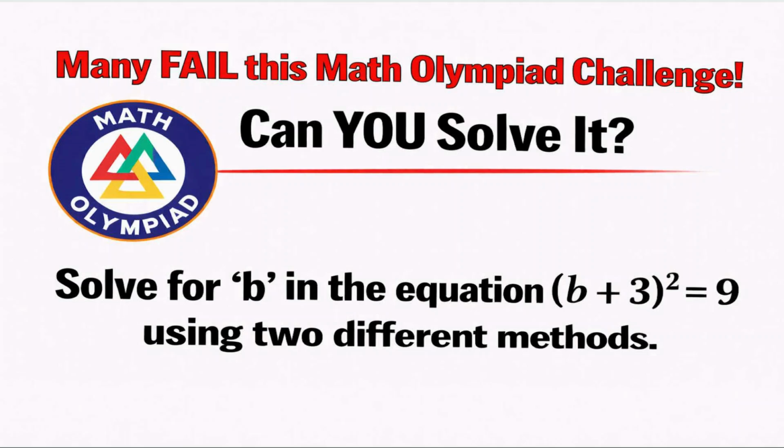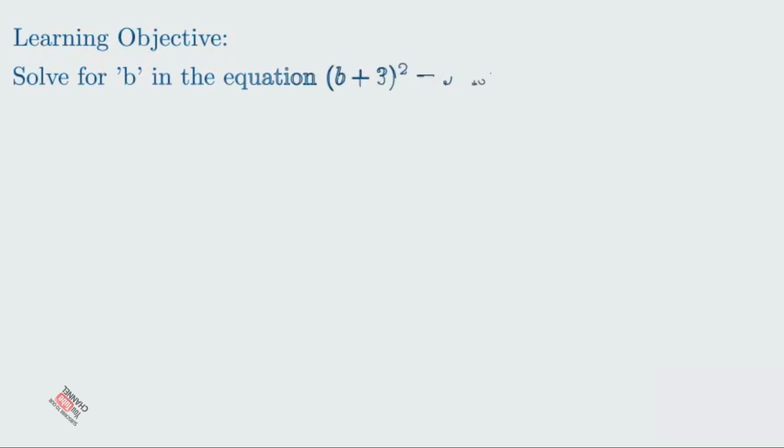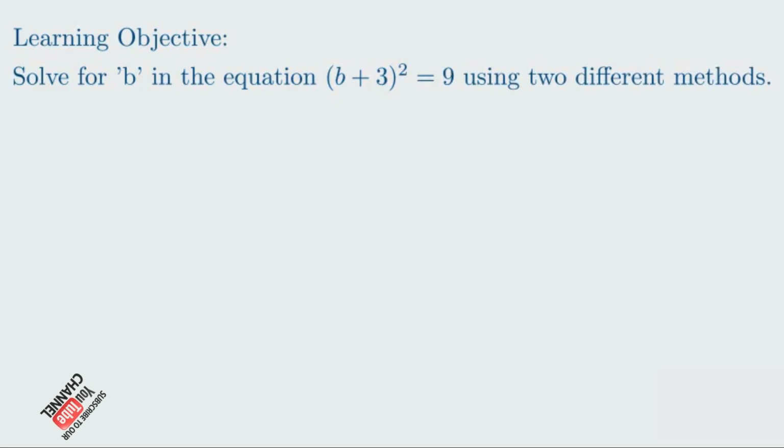Welcome! In this video, we'll be tackling an equation and solving for a variable using two different yet equally valid methods. Our objective is to learn and apply two distinct strategies to find the value of b in the equation (b + 3)² = 9. The equation we're working with is a quadratic equation, which means there will be two possible answers. We'll explore two great ways to find both of them. Let's get started with our first method.